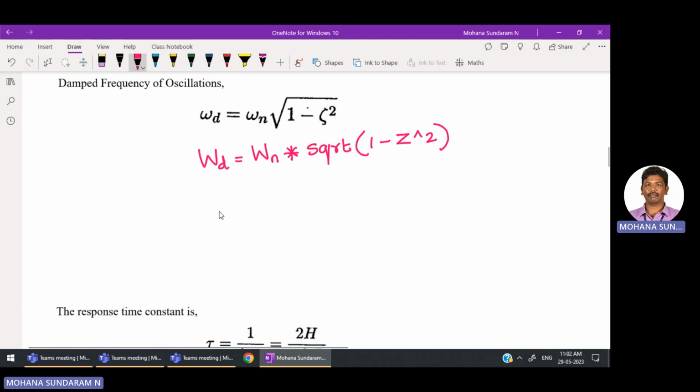Suppose if you want it in hertz, it is nothing but FD is equal to, you all know the formula for hertz, FD is equal to omega D divided by 2 pi. So you can convert that as FD is equal to WD slash 2 into pi. That's all.